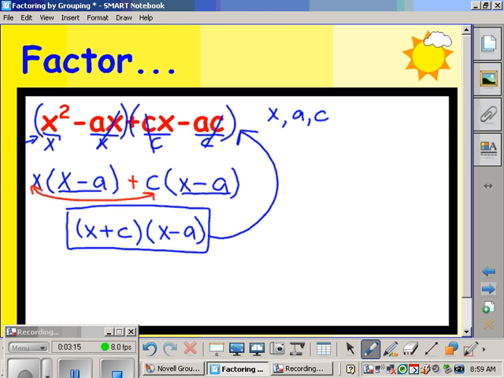So one way again that you can see if grouping would work is you always look to see if there are four terms. That would be the clue that you would want to try the grouping method. But first, before you ever try the grouping method, always look to see if the four terms do have a factor in common. And if they don't, then try the grouping method. Let's look at an additional example.